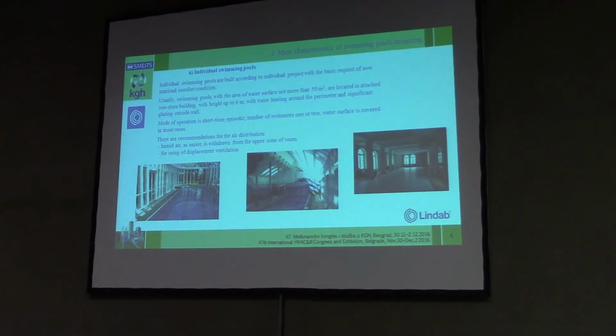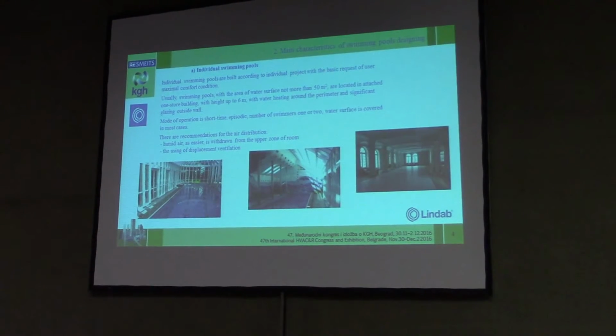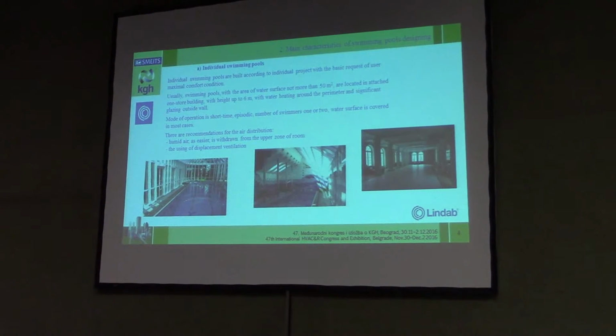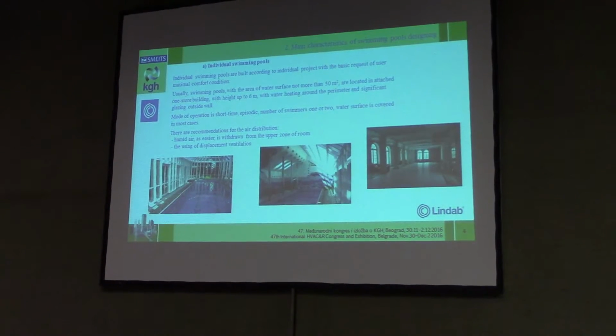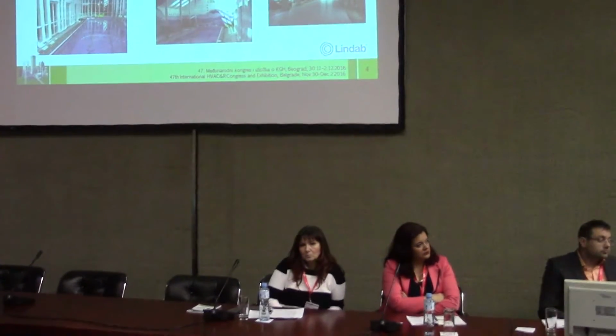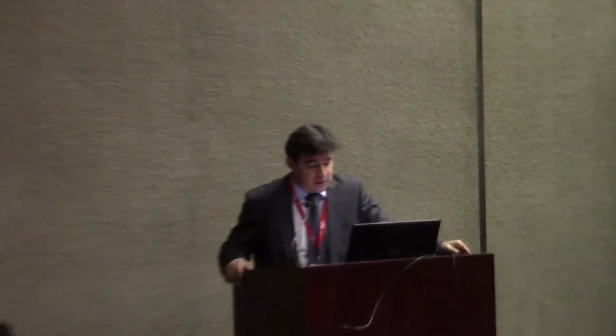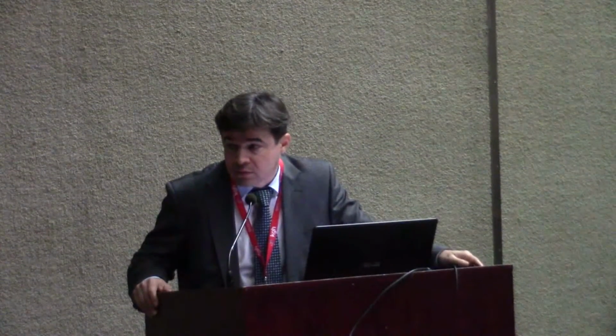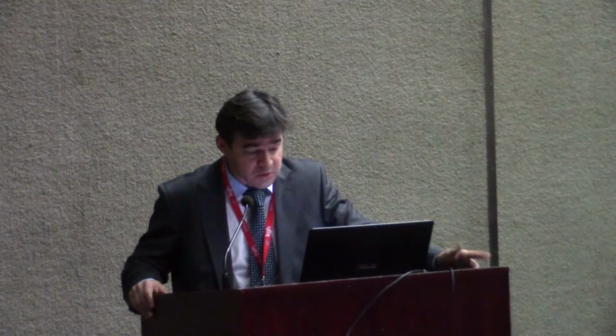Main characteristics: there are several types of swimming pools. Individual swimming pools are built according to individual projects, and there are some special characteristics. Usually the area of water surface is not more than 50 square meters. They are located in a one-story building with height up to 6 meters, not more, with water heating around the perimeter and significant glazing of the outside wall. Mode of operation and exploitation is short-time, episodic.